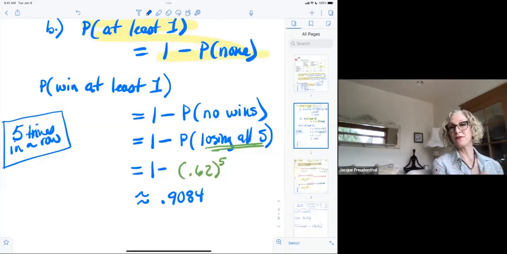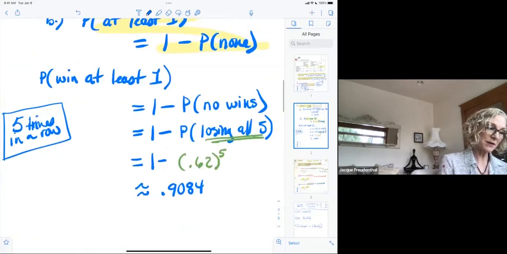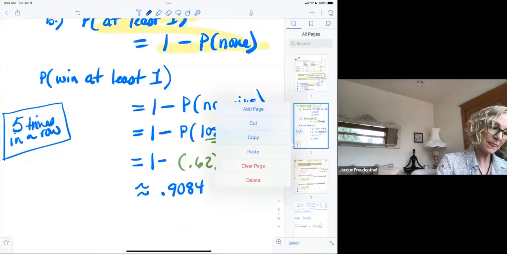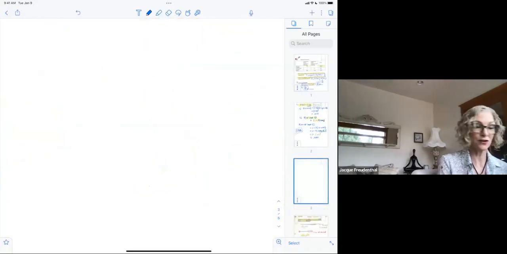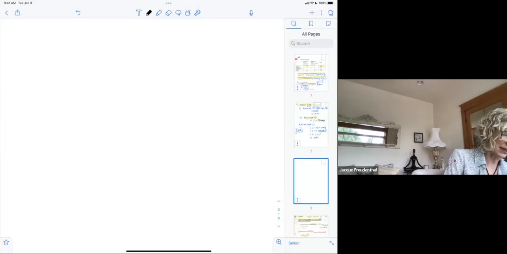This is the most efficient way to solve this problem. If you did not solve it this way, it would be a lot of work. If you think about all of the outcomes of playing 5 times on the slot machine, that would mean a tree diagram. I'm not going to do this, but I'm just going to show you what that would look like or start to look like.